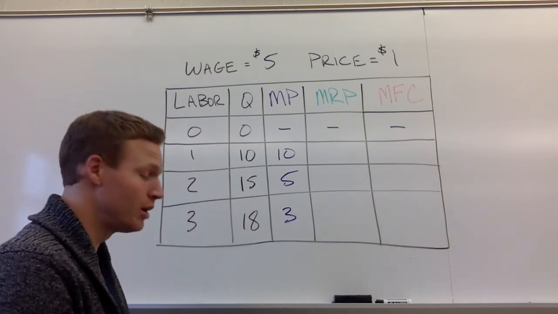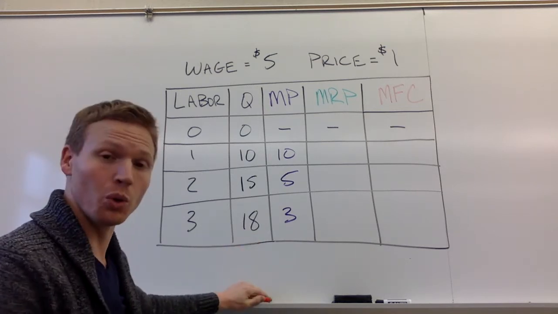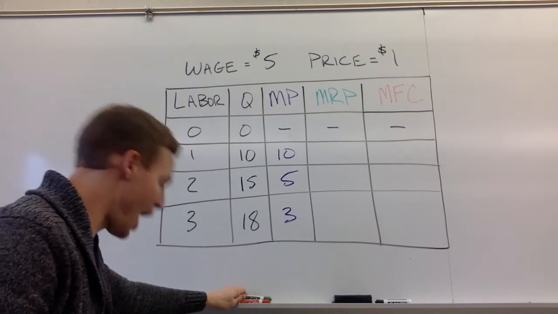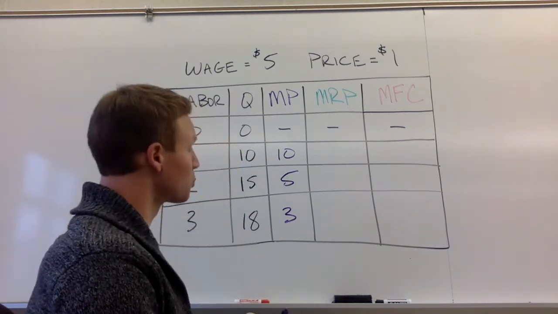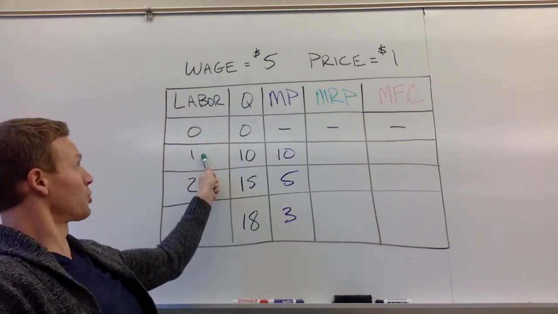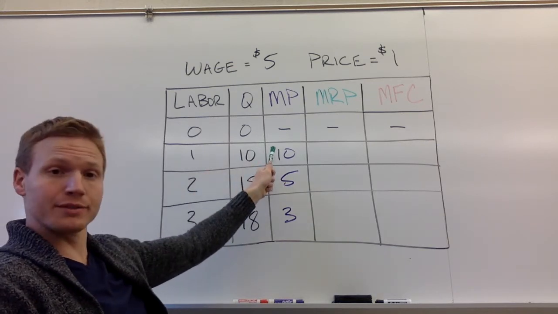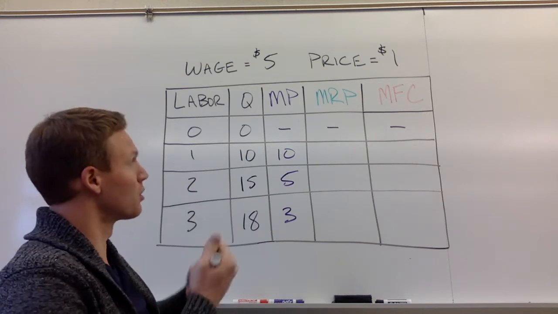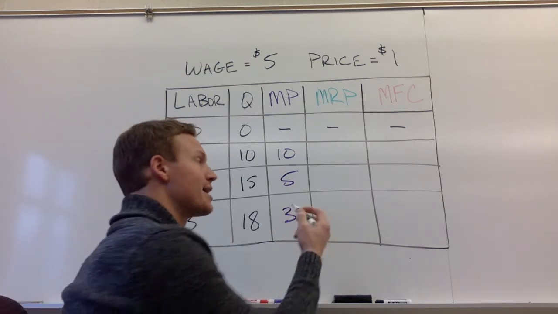So if I know that each unit is being sold for $1 as the market price tells us, then I can calculate that the marginal revenue product of this first worker, who had a marginal product of 10, and we sell each of those 10 units for $1, their MRP, or marginal revenue product, is going to be $10.